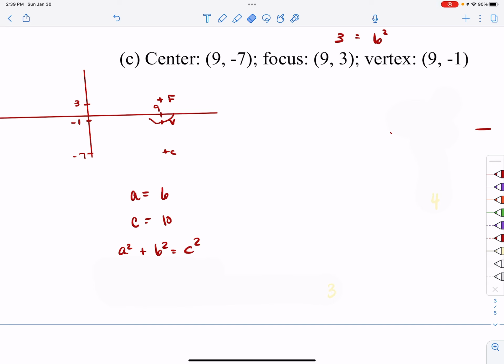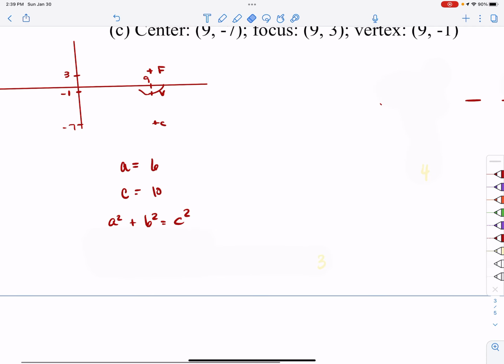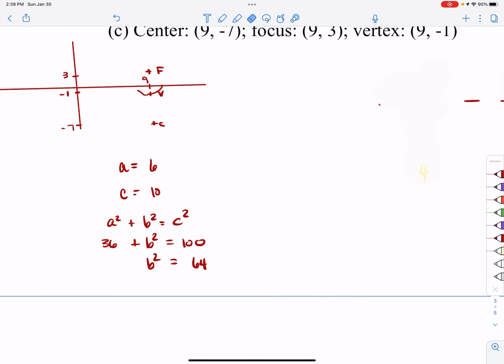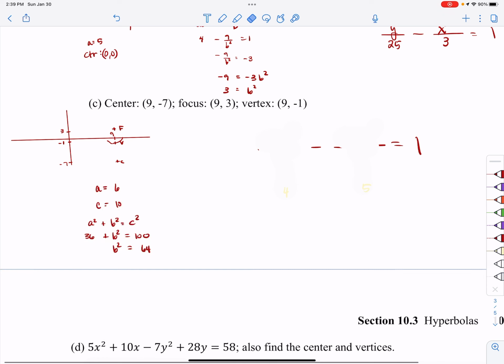If I know a and c, I can get my b value by using c squared equals a squared plus b squared. So we'll plug and chug, and we'll get a b squared of 64. Well, I now have my a, my b, my h, and my k. I have all I need. It, once again, is a vertical hyperbola. So if it's vertical, I need my y's to be positive. So this will be (y plus 7) quantity squared, using the center here, over my a squared, which is 36, minus (x minus 9) quantity squared over 64 is equal to 1.